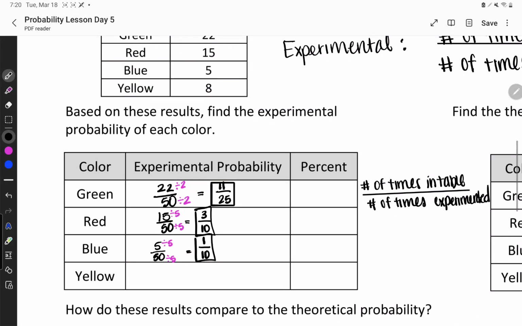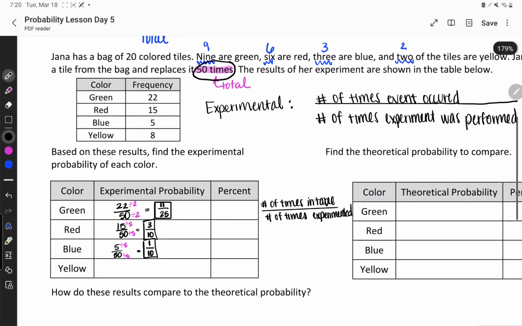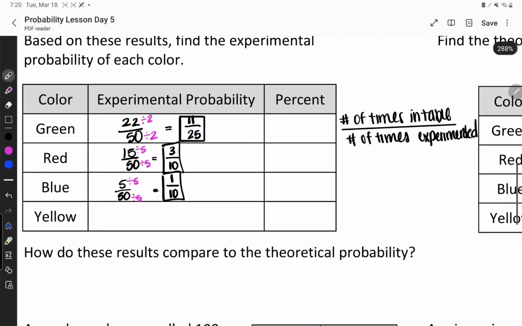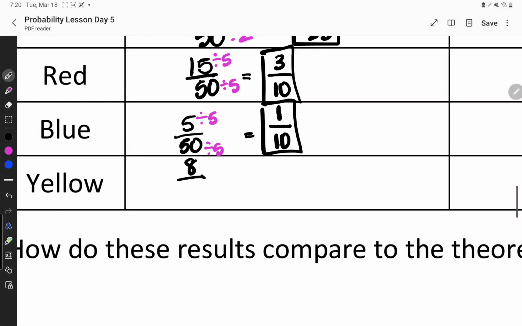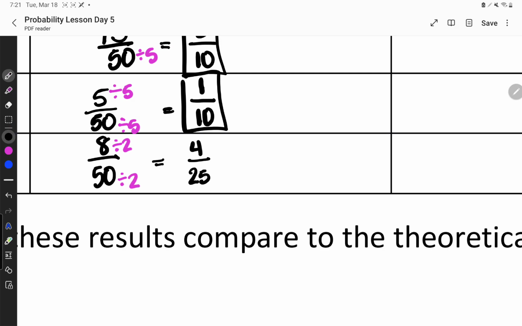Okay, I want you to try to find the experimental probability of the yellow. For the yellow, we know that after we pulled the tiles out 50 times, we got yellow 8 times. So 8 goes on top, and we performed the experiment a total of 50 times. 8 is even and 50 is even, which means these are both divisible by 2. 8 divided by 2 is 4, and 50 divided by 2 is 25.